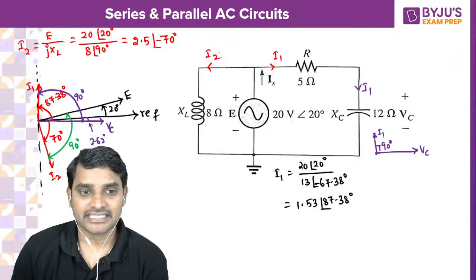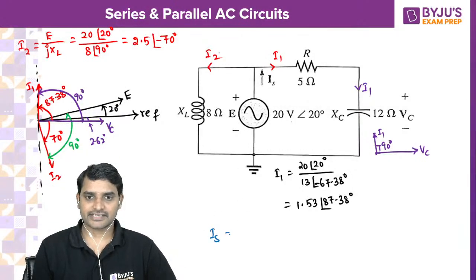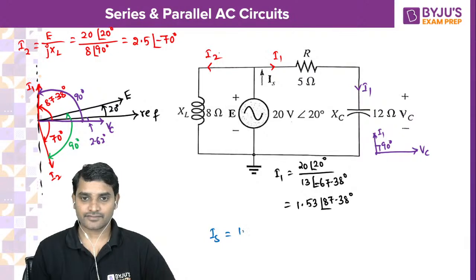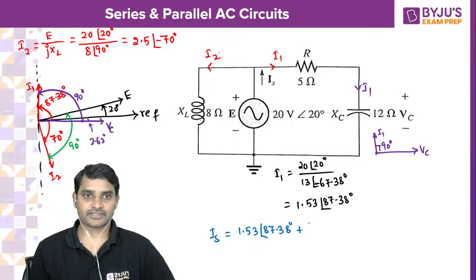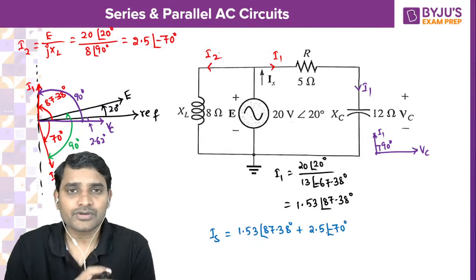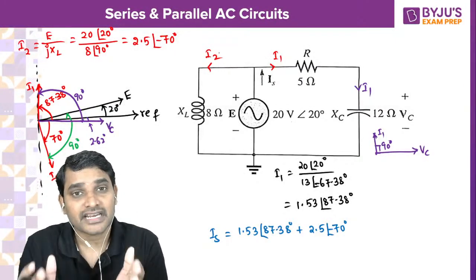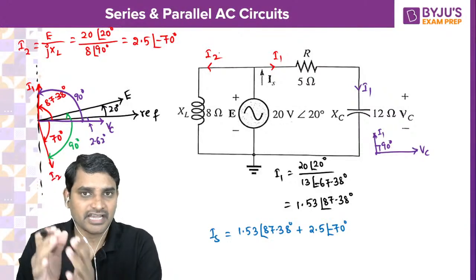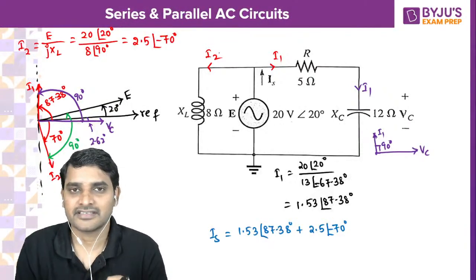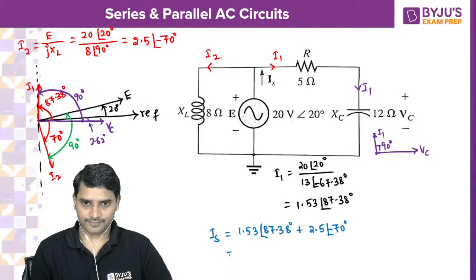Now you see the resultant current. The resultant current IS is equal to I1 plus I2. I1 is 1.53 at an angle 87.38, plus I2 is equal to 2.5 at an angle minus 70 degrees. So how do you do this one? There is only one option: you convert into rectangular format, that is r cos theta plus j r sin theta. In that way only you can do it. Otherwise there is no other chance. So convert into r cos theta plus j r sin theta.